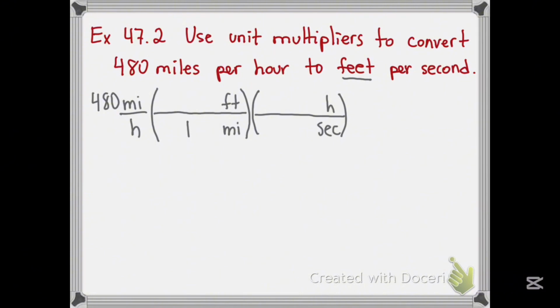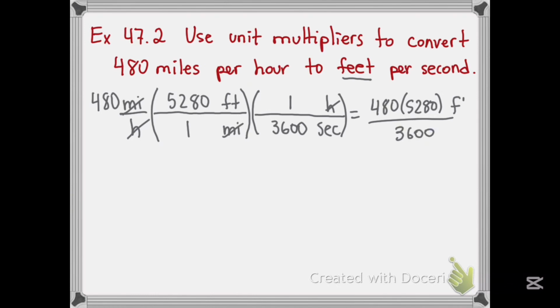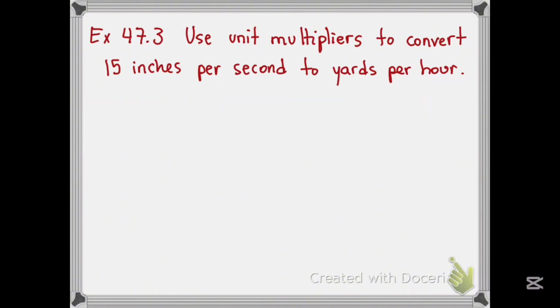So 1 mile is 5,280 feet and 1 hour is 3,600 seconds. Again, the miles cancels with the miles and the hour with the hour. So we are going to end up with 480 times 5,280 over 3,600. And the units that we have are feet per second. And that's it. Very, very simple. Just remember your conversions. Let's do one more.